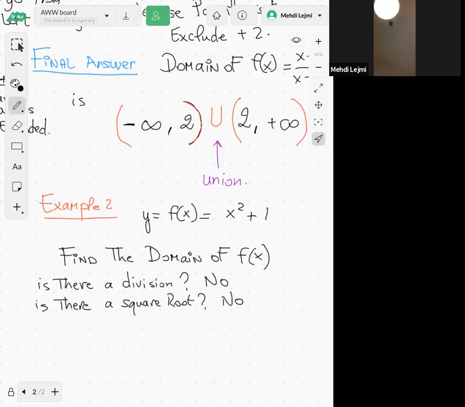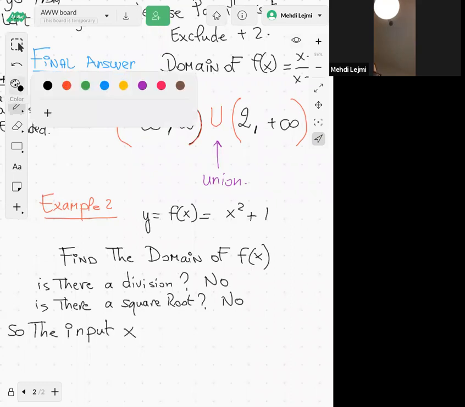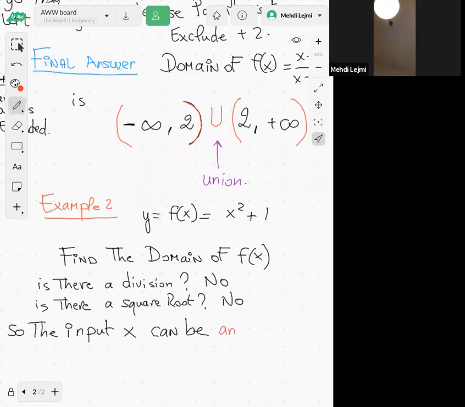So there's no problem here. So my input x can be any real number. I didn't know that actually, Rabiul. It can be any real number.